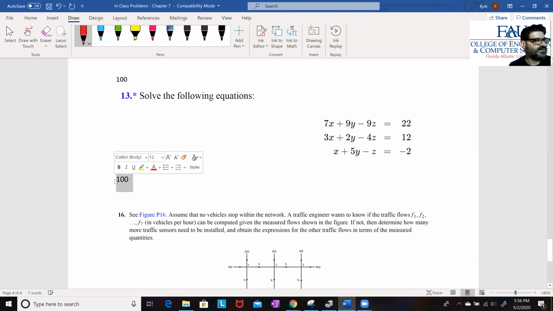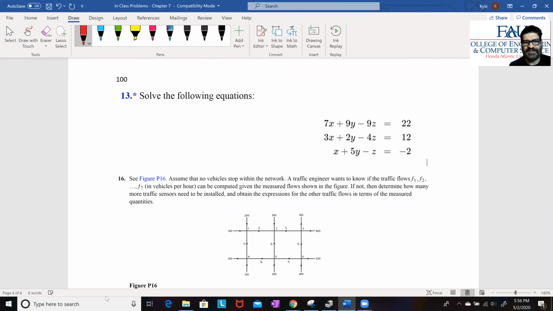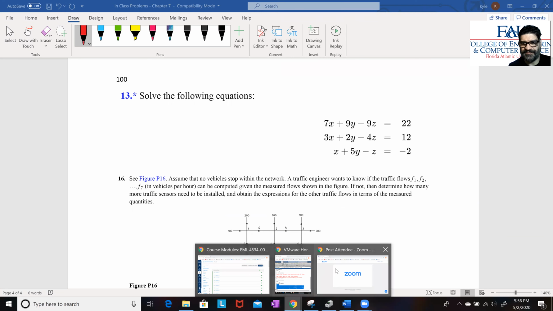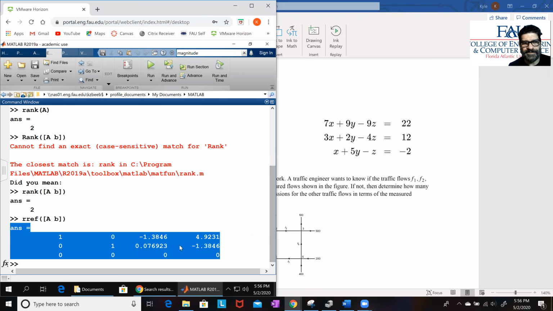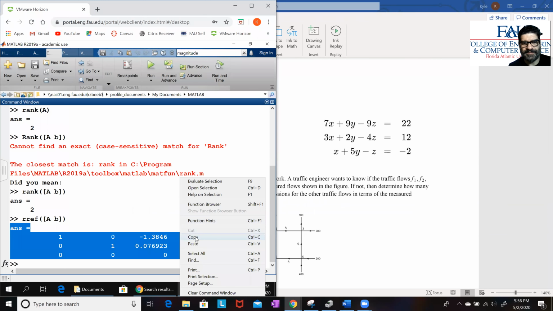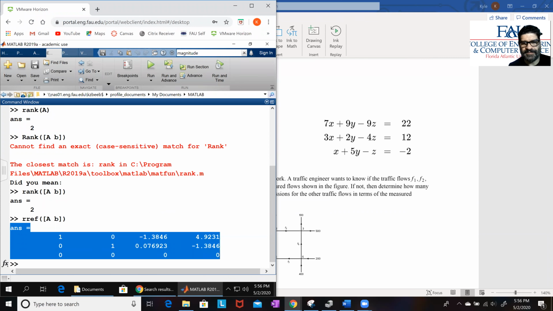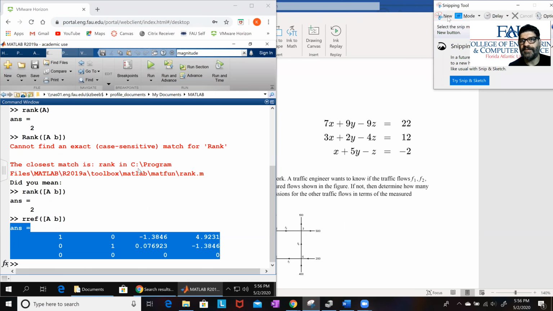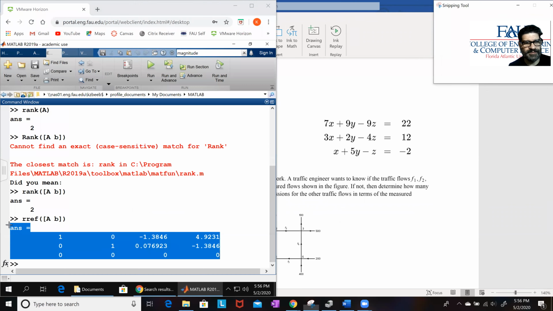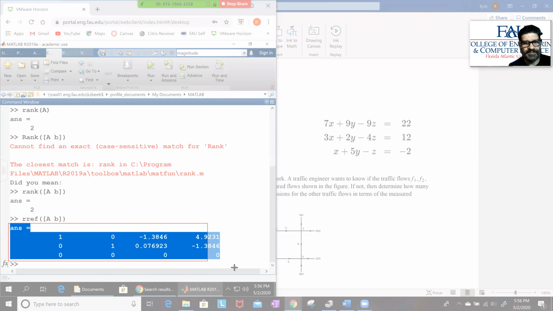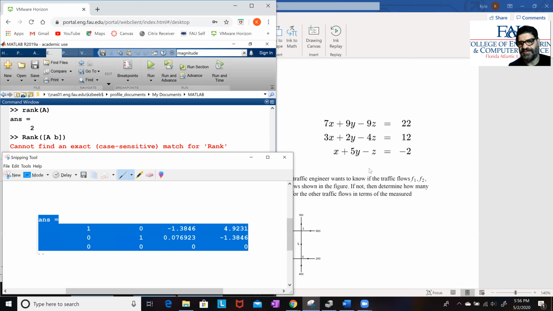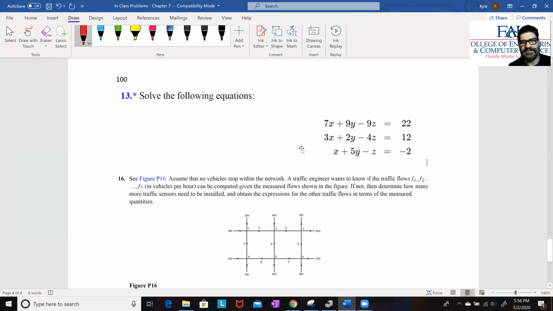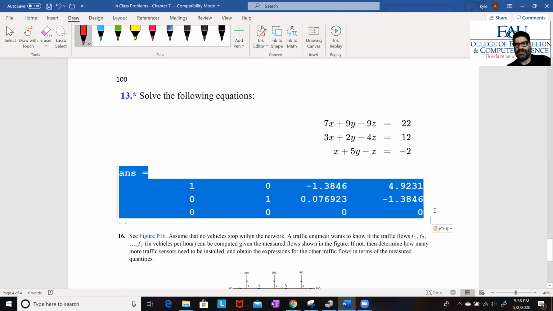Oh, it did not do it. I don't know where it went. Let me open that. Copy. Go here. Let me copy this one here. All right, so that's what I got in here.